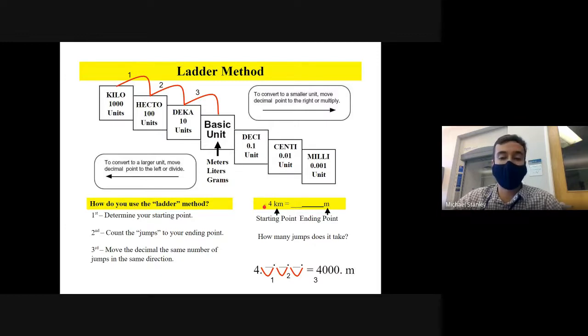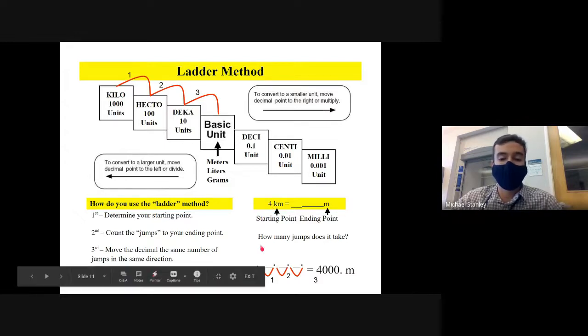So our starting number was 4 kilometers. So we have to move our decimal point 3 jumps to the right. On all numbers, if you don't have the decimal point already listed out, like it's not 4.2 or something like that, it's just 4, the decimal is right here at the end of our 4. Down here, you can see, sorry, the 4 gets covered up by this weird little thing. But we take our decimal point and we move it 1, 2, 3 jumps to the right.